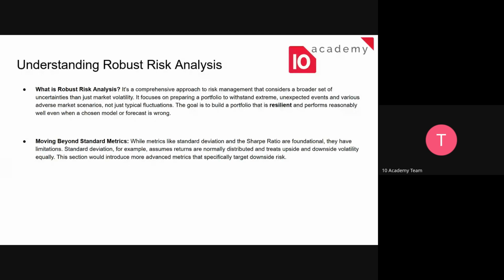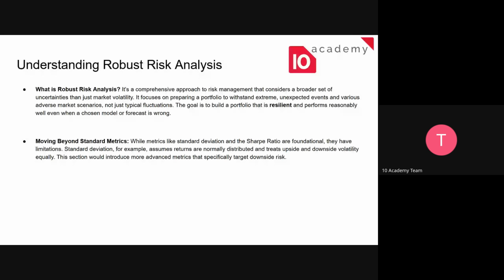It's focused on preparing a portfolio to withstand extreme, unexpected events and various adverse market scenarios, not just typical fluctuations. The goal is to build a portfolio that is resilient and performs reasonably well even when a model or a forecast is wrong.